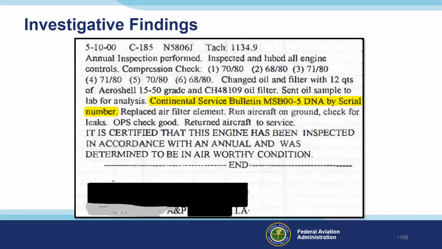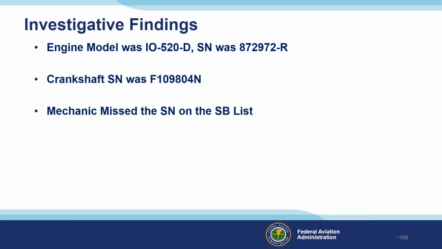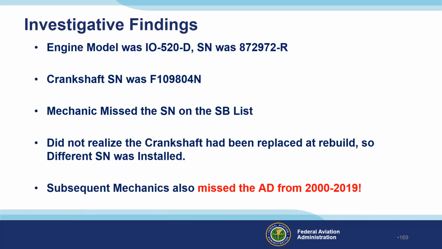Here's a copy of the log entry. Annual inspection. It says the AD did not accomplish or does not apply by serial number. There's the information on the engine and the crankshaft serial number. The mechanic missed the serial number on the service bulletin list. He didn't realize that the crankshaft had been replaced at rebuild, so a different serial number was installed. And subsequent mechanics also missed it from 2000 until 2019.